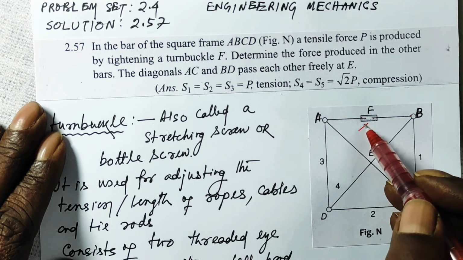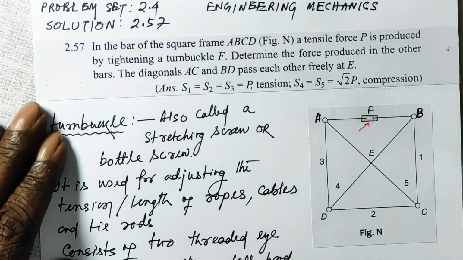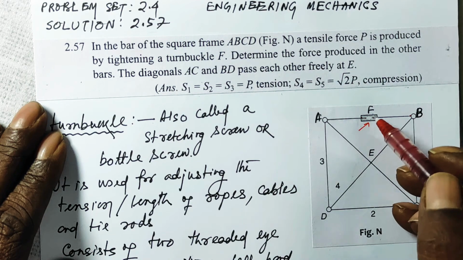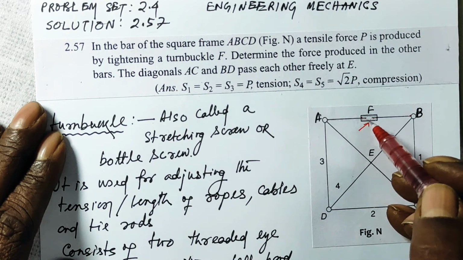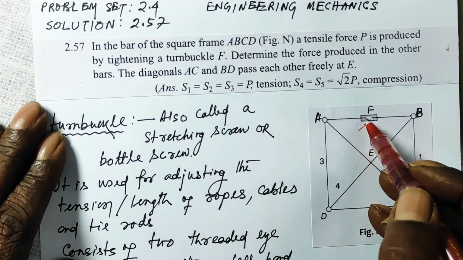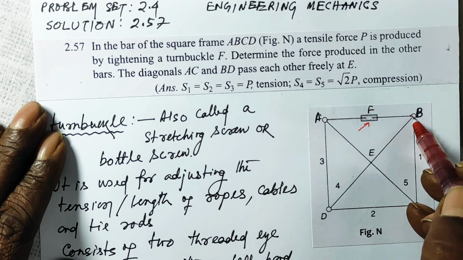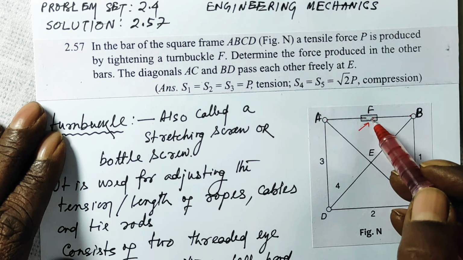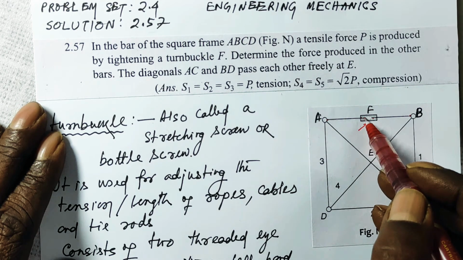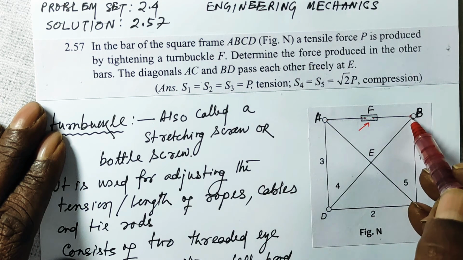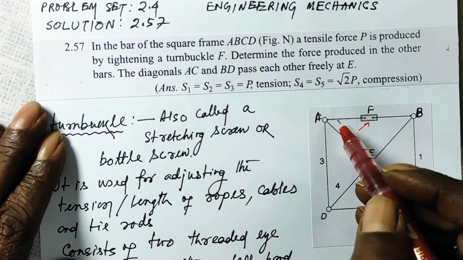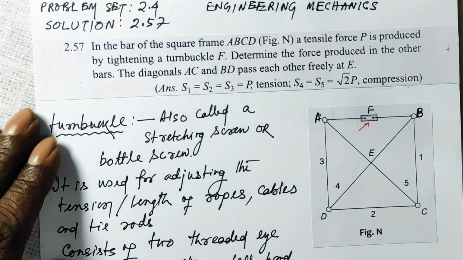You can rotate this turnbuckle clockwise or anti-clockwise. If you rotate this clockwise, this part from here to here will be tightened, and from here to here will be tightened. If you rotate it the other way, this part from here to here will be made loose, and from here to here will also be made loose. It means you can adjust the tension in the part AB.